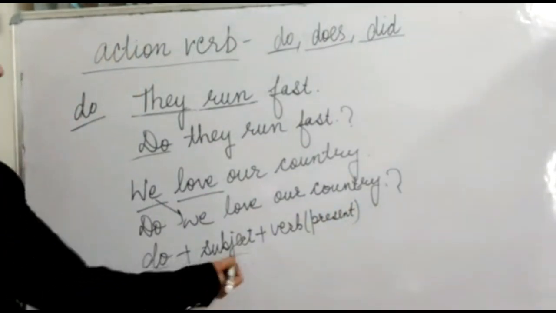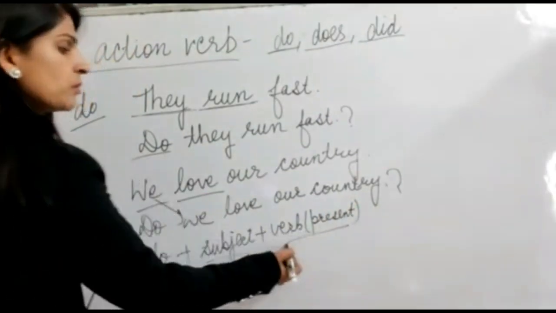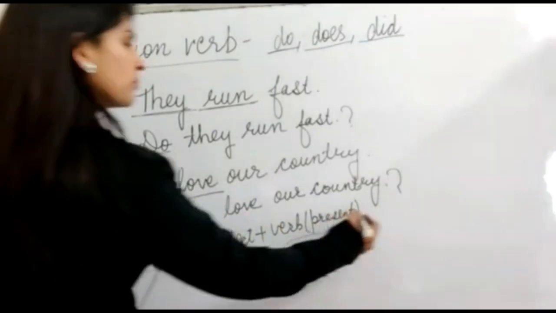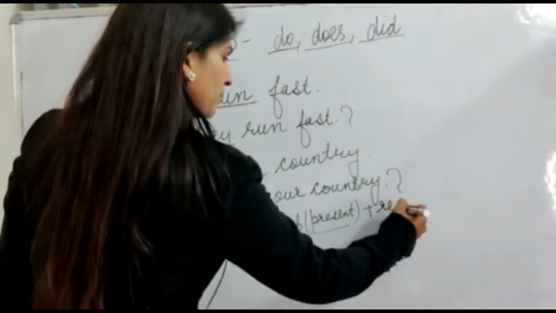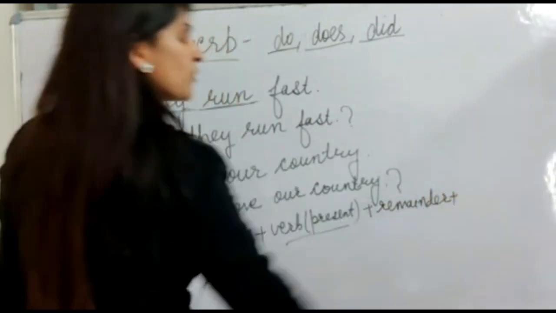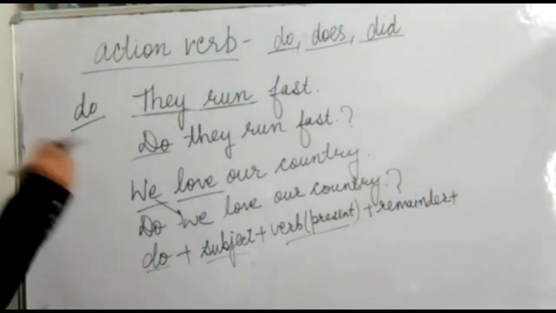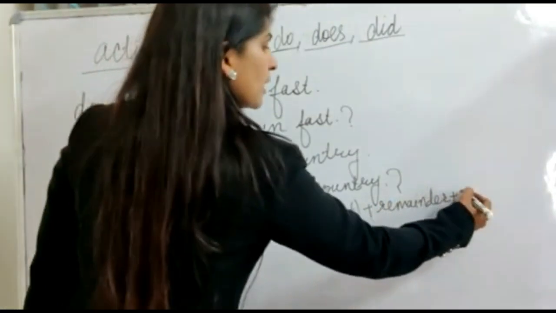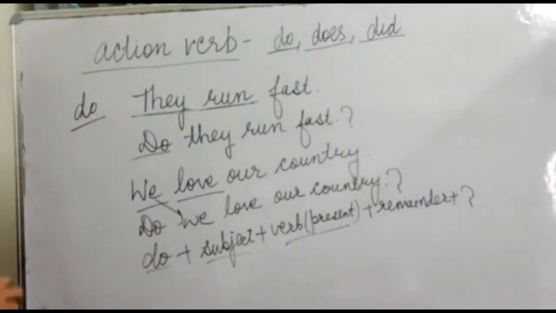Do plus subject plus verb in the present form plus the remainder. Remainder means the rest of the sentence, and the most important thing here is the question mark in the end. This is how we change these sentences.